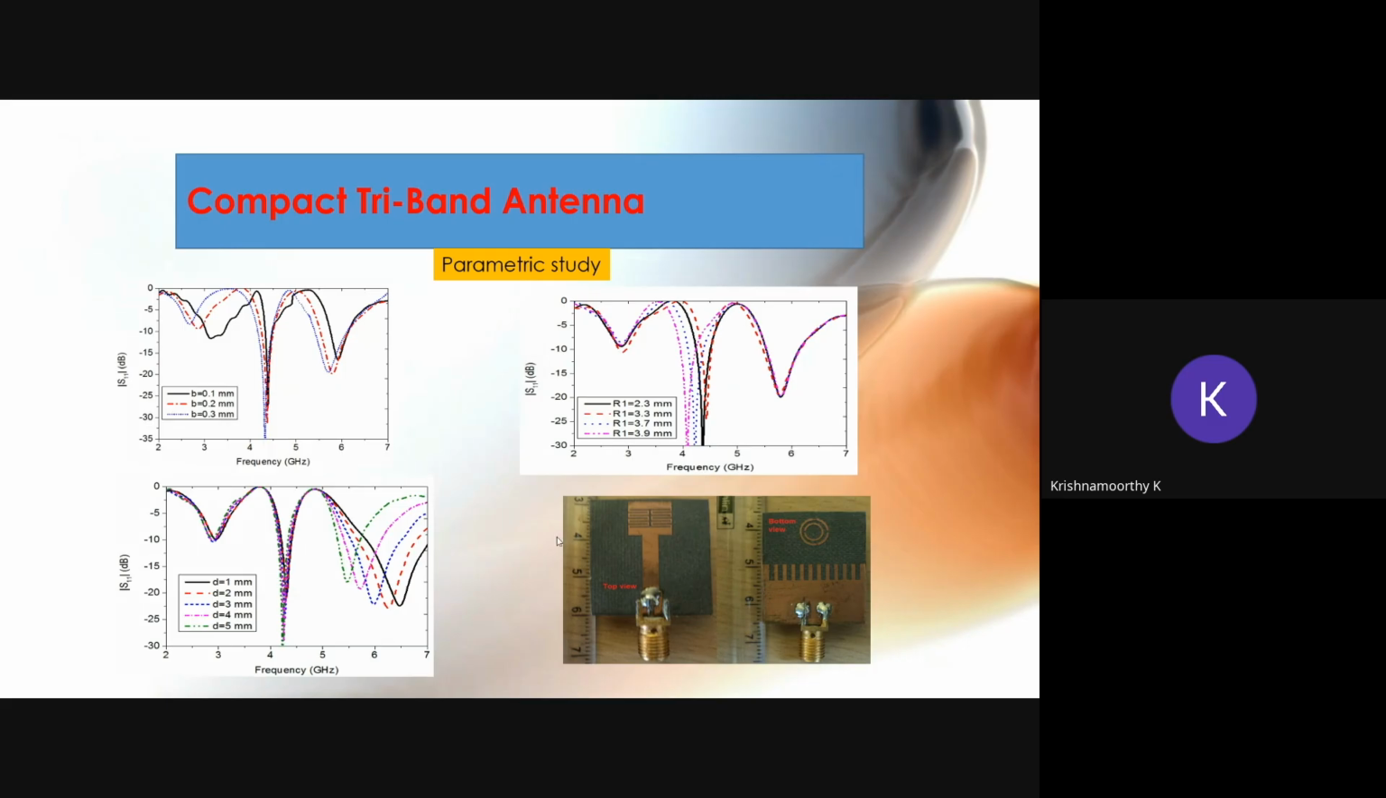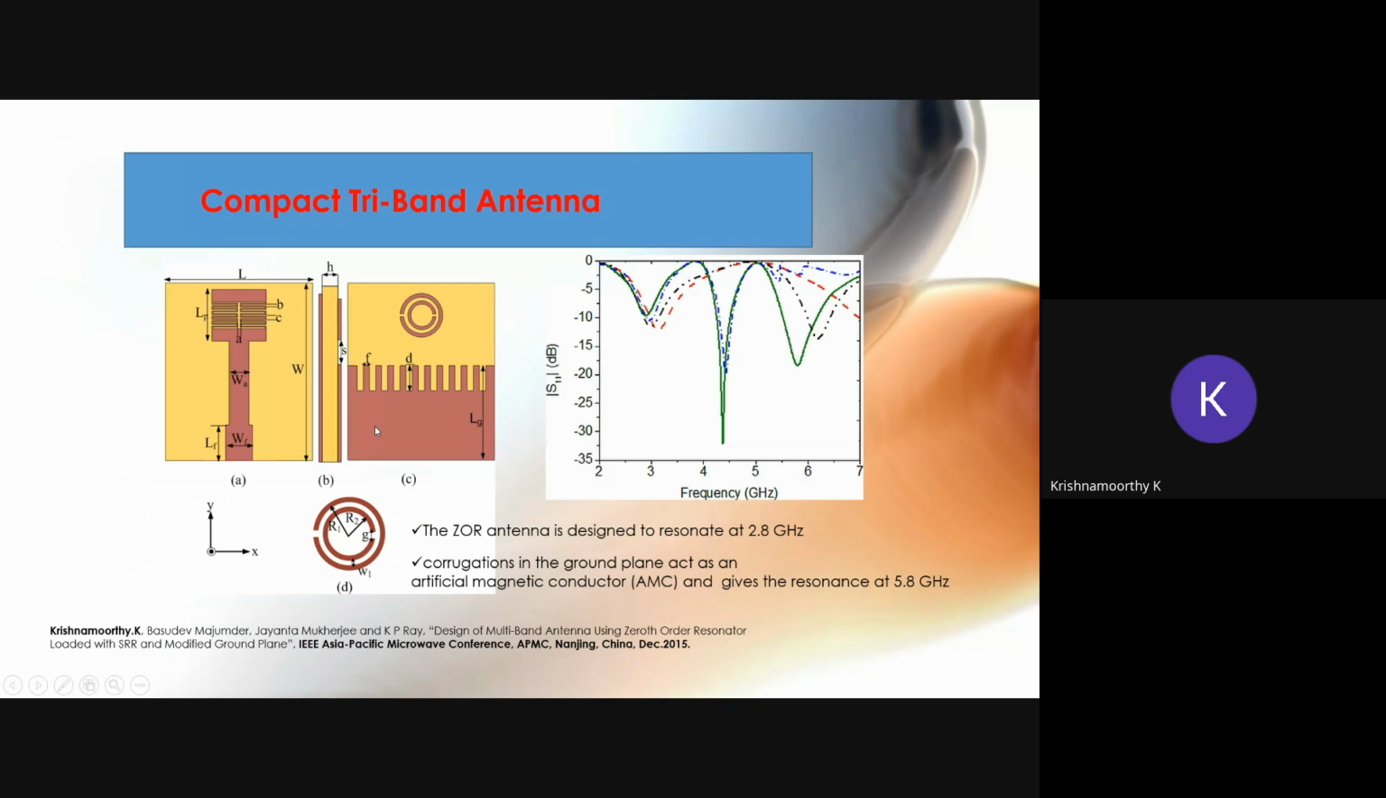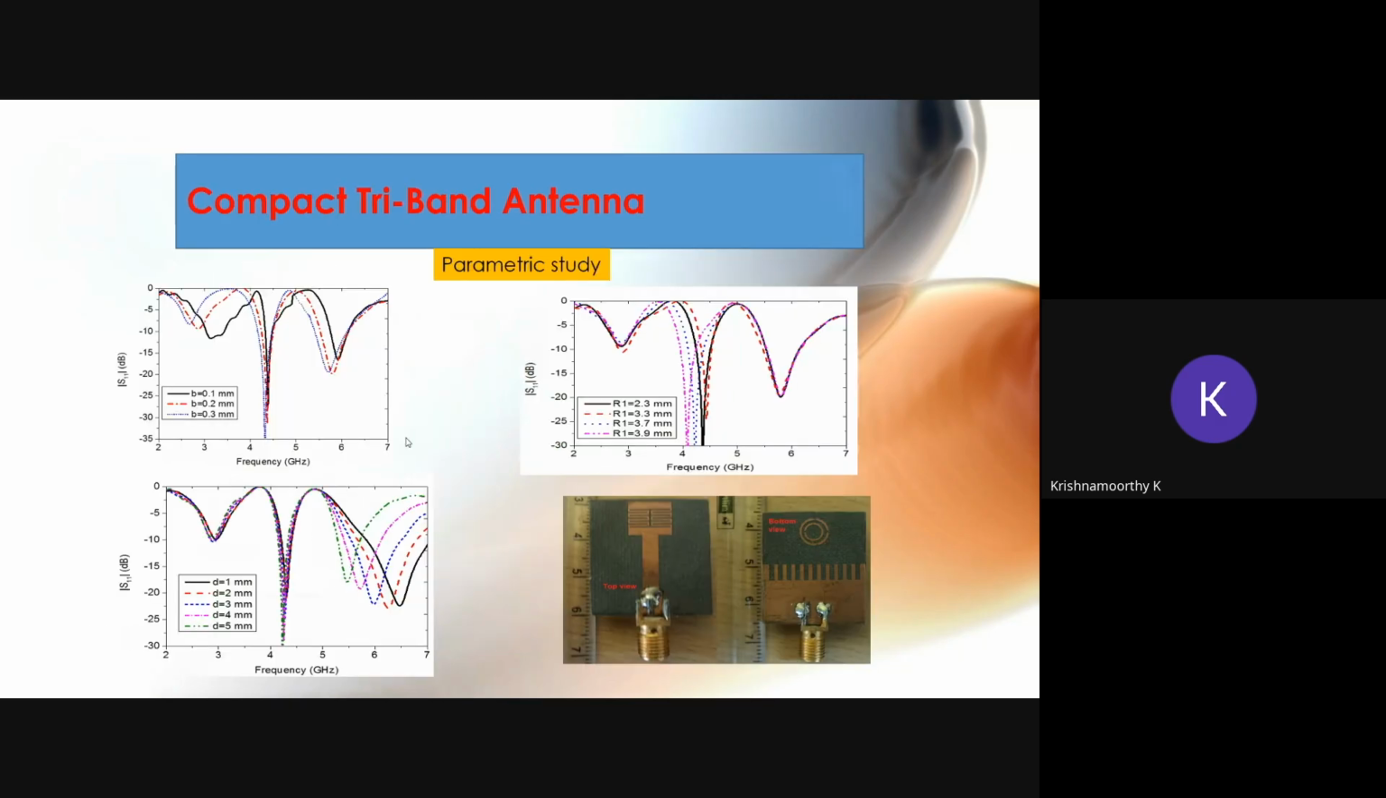Okay. So this is the different parameter variation. The different parameter variation of the meandering structure, the split ring, and this modified ground plane structure. So we can change the resonance frequency of the particular band here. So this is the fabricated antenna, front view and the bottom view.